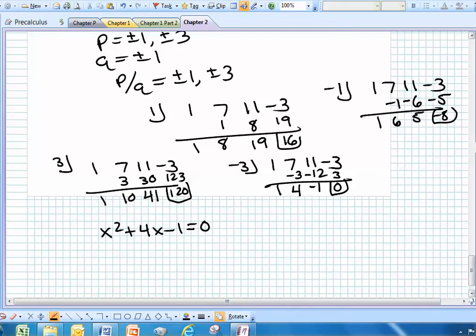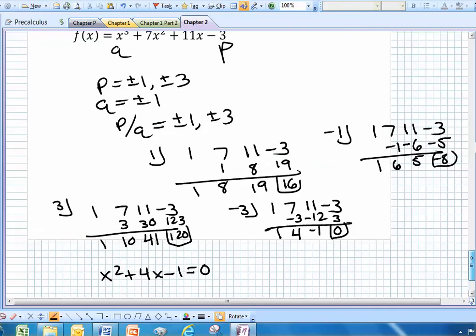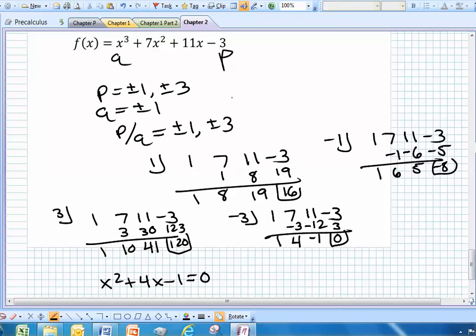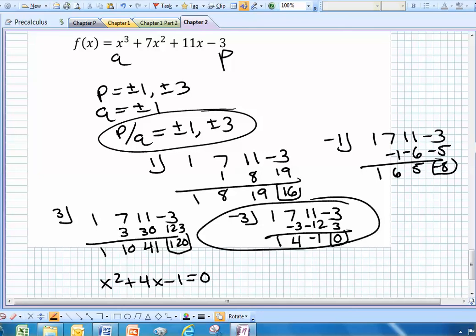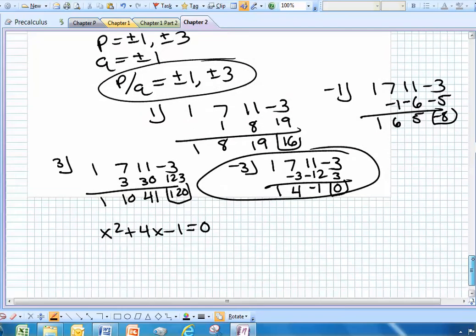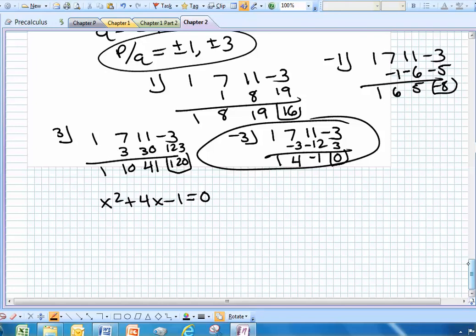So if you notice, when you do the work here, and you find the possible zeros are 1 and 3, and you do the synthetic division, only -3 works. Notice -3 is the only one that gives you 0. So then you get this resulting polynomial here, and notice you can't factor it, so you'd have to do the quadratic formula. So a equals 1, b equals 4, c equals -1.